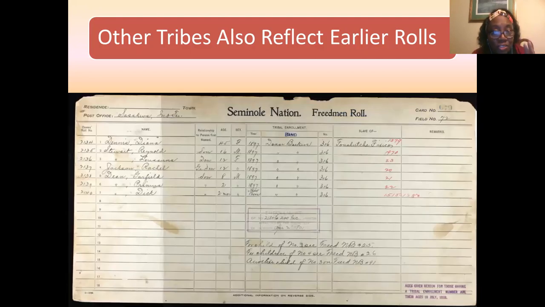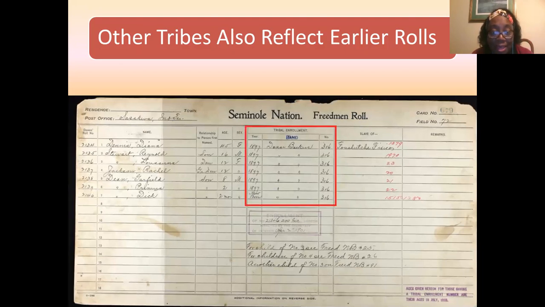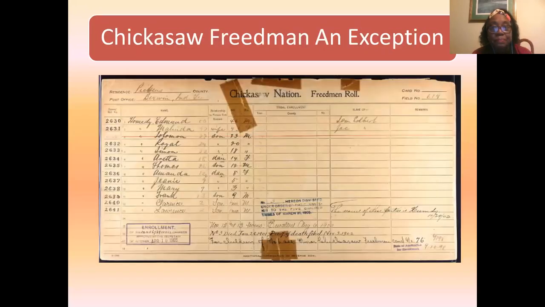In the Seminole Nation, I referred to the bands, the Doser Barkus Band, as you can see in the case of Diana Dennis and her family, her children. You'll see that they were all part of the same band, the Doser Barkus Band. The other information is similar to other tribes, slaveholder, etc. But in the Seminole Nation, it's one of two bands.